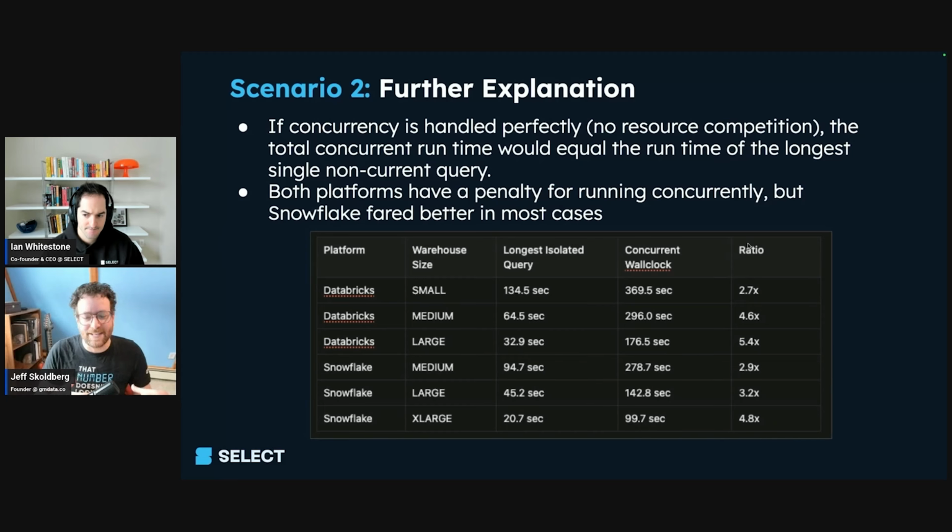But we know that's not how databases work. If you throw 22 queries at once, it has to think a little bit about this one and a little bit about that one. So you get this slowdown effect. And so I just did a ratio of the longest running isolated query versus the concurrent wall clock time. And Snowflake comes out a little bit ahead. It's not completely conclusive, but it does come out ahead.